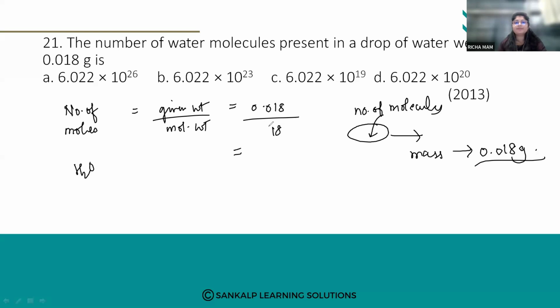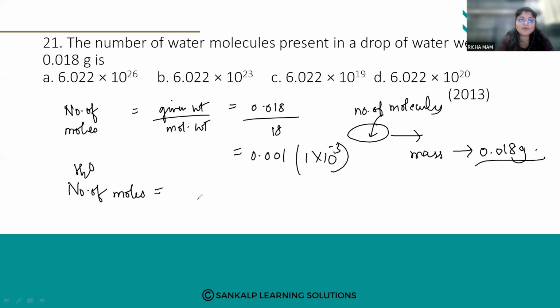Find out. 0.001, yes, very good. Or you can write it as 1 into 10 raised to minus 3. You can write it like this also, 10 raised to minus 3. Now, next is the number of molecules. Let us calculate the number of molecules.